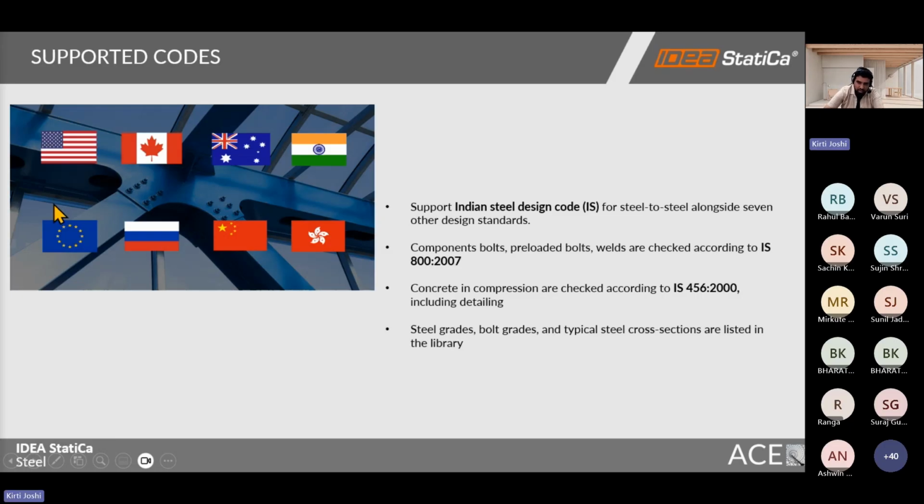And it also includes IS 456, which is used for the concrete compression and anchoring check. So there might be the question of how to verify steel joints for IS 800 if you are working on an Indian project.